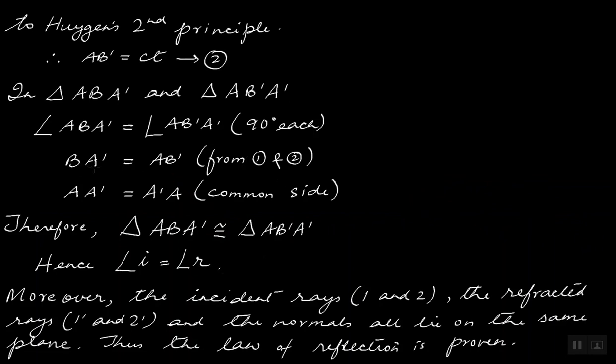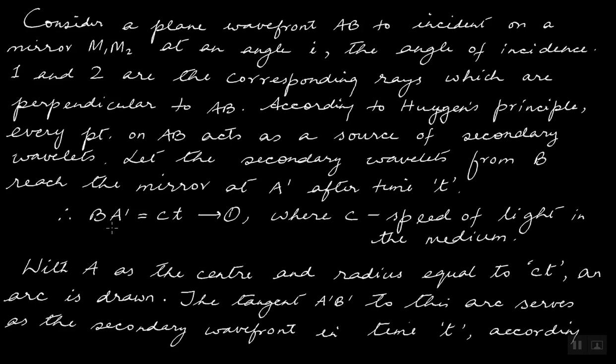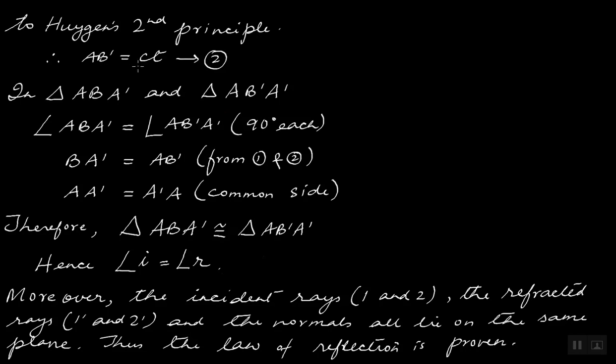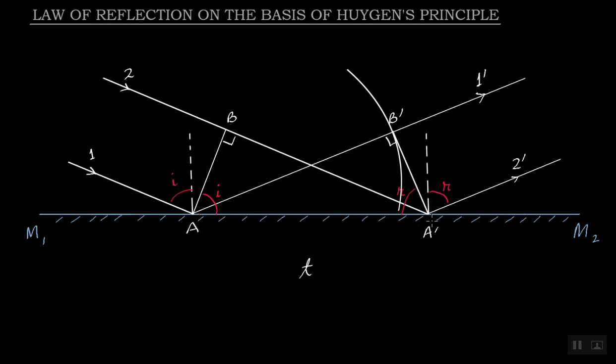Okay. BA dash is equal to AB dash from equation 1 and equation 2. So let us look at equation 1 once again. See, equation 1 says that BA dash is equal to CT. And equation 2 also says that AB dash is equal to CT. So therefore, BA dash is equal to AB dash. And also in that triangle, AA dash is equal to A dash A. Why? Because these are nothing but the common side. The side AA dash is common to both the triangle ABA dash and the triangle AB dash A dash.